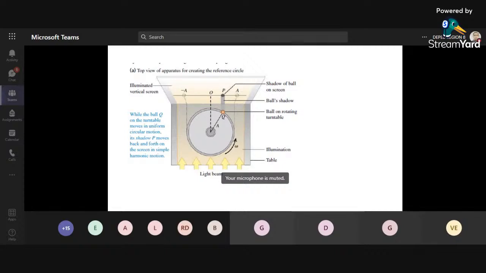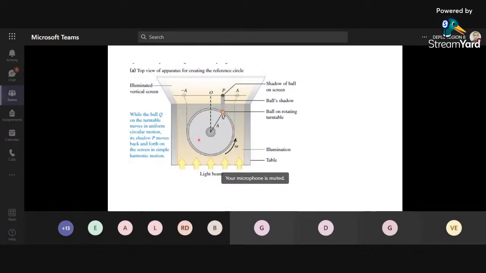All right. So it is that relationship between circular motion and simple harmonic motion that allowed some to derive the equations for simple harmonic motion out of circular motion. So you are seeing here in your slide an illustration. This is a top view of a horizontal disc.